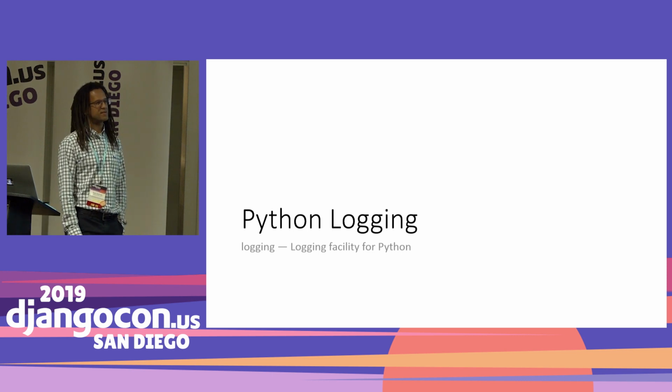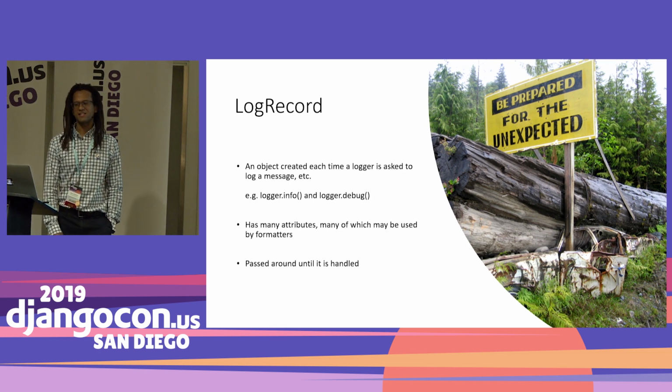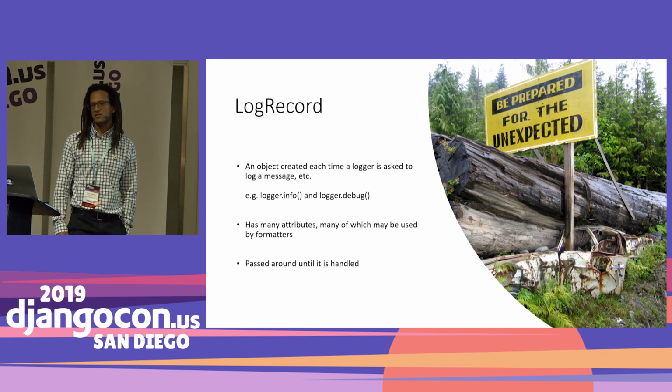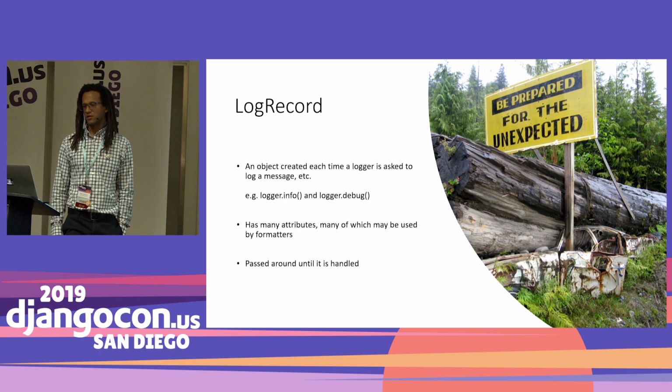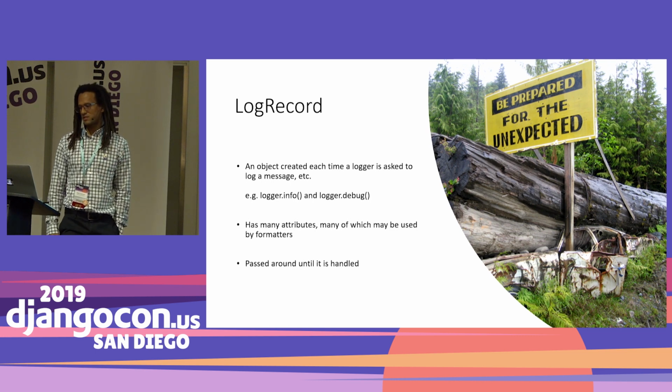Here are some of the concepts behind the past couple of slides. First is the log record. The log record is an instance of something that's being logged. It is created when you log a message or an exception, like calling logger.info, etc. And it's passed around within the logging framework until it's either handled by a handler or it is discarded.